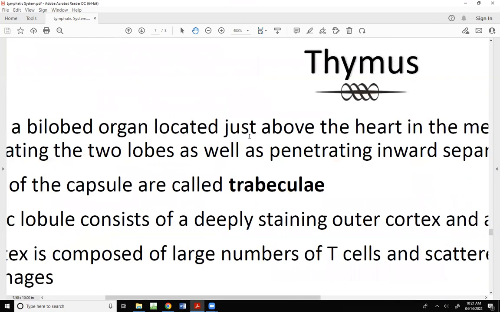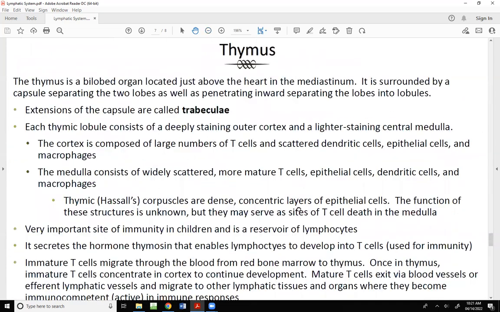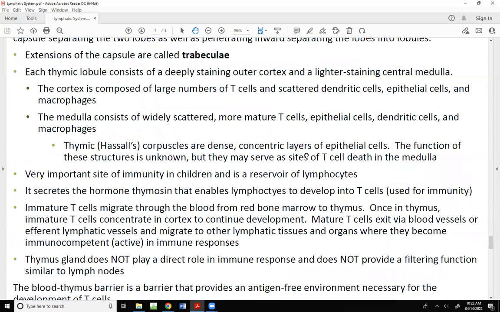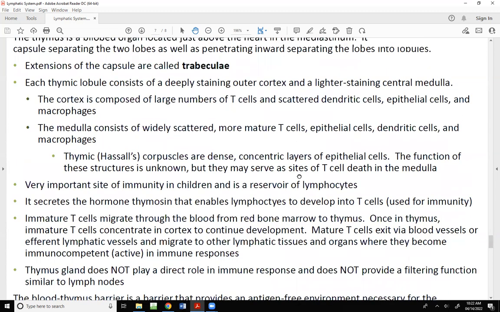All right, let's talk about the thymus again. Not the first time we've discussed the thymus. Is there just this one blank on the page? Okay, kind of a random blank, but whatever.